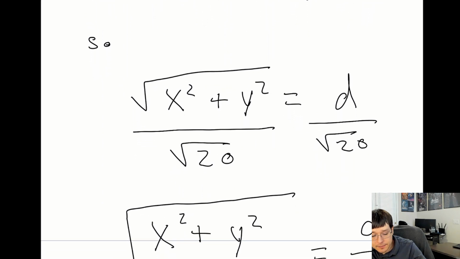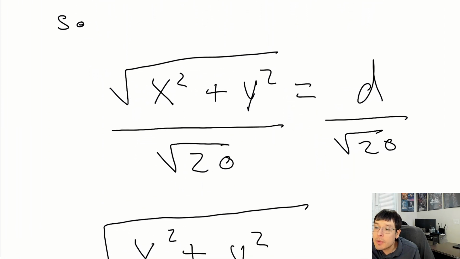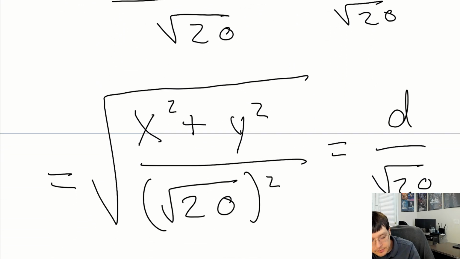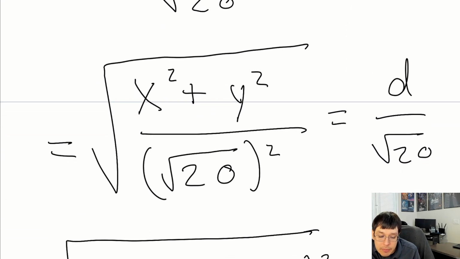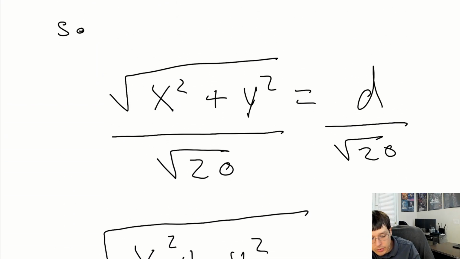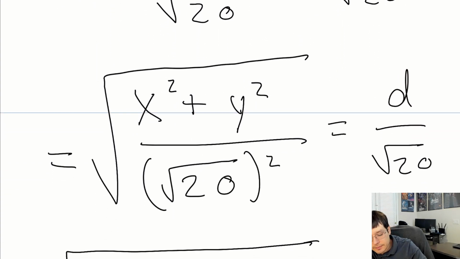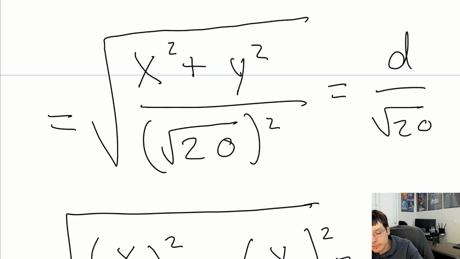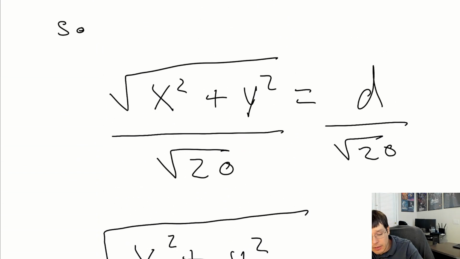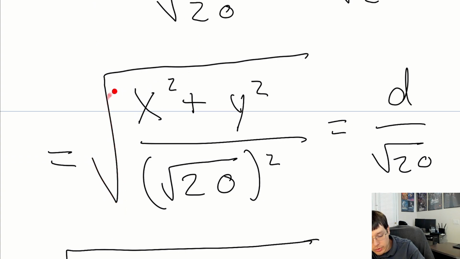So let's go ahead and do that. Again, with the numbers that I have, with the 4 and the 2, I'm going to divide both sides by square root of 20, and I'm going to get this. And then the next thing I want to do is separate this so I can put it inside of the square root. So how do I do that? I square it, right? So now I can put it inside of the big square root.